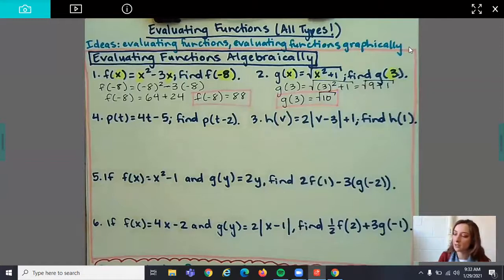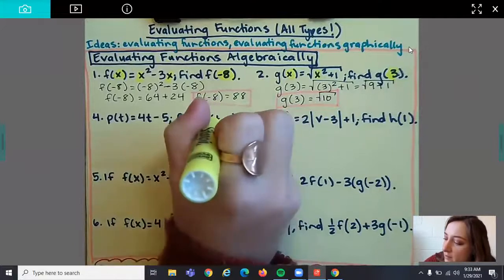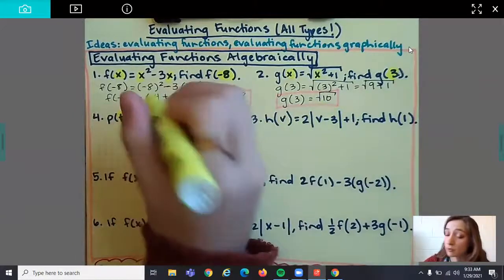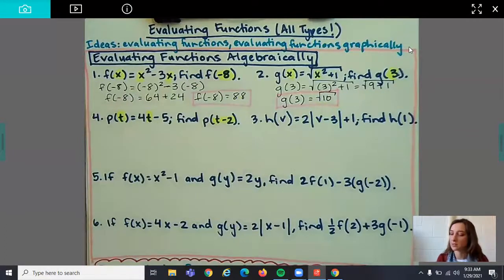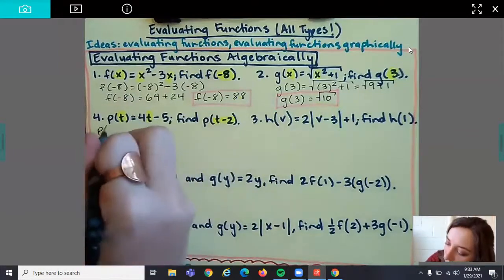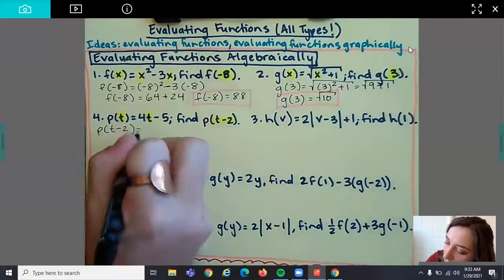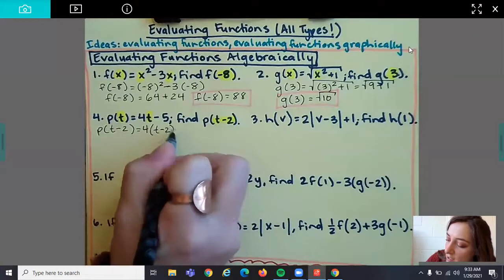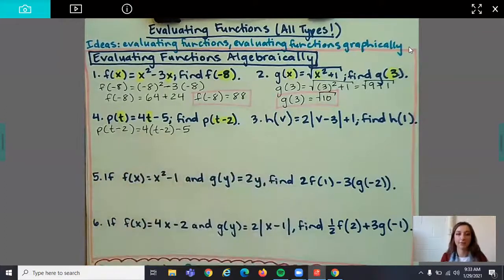Okay, let's try another one. This one is a little bit more complicated. We're trying to find p of t minus 2. So everywhere that I see a t, I'm going to put parentheses t minus 2. So let's do p of t minus 2. So here's my first t. I'm going to put parentheses t minus 2, and then it's just going to be minus 5.